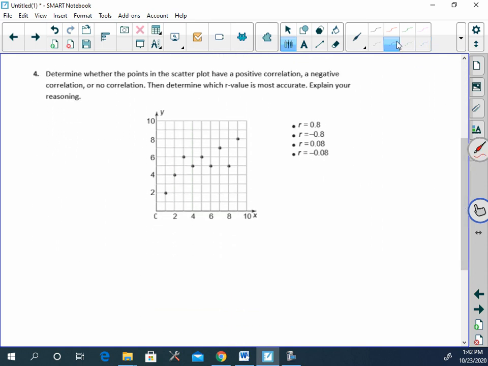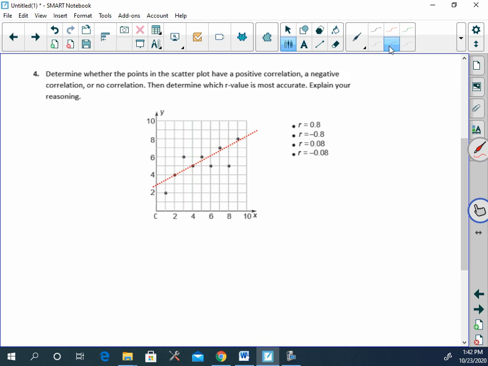Determine whether the points in the scatter plot have a positive correlation, a negative correlation, or no correlation. Then determine which R value is most accurate and explain your reasoning. So if we had to put a line on this, I would definitely have it going this direction this time. So something like that. Usually when I'm trying to fit a line and I'm taking a guess, I would put about half the points above and about half the points below that line. So it might look something like that.